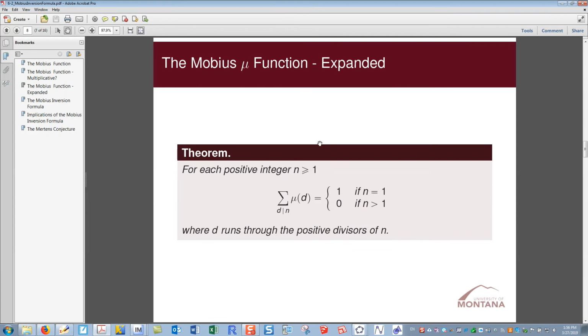And then let's take a look at this expanded. So it says that for each positive integer n greater than 1, the sum of the divisors of n evaluated at mu is equal to 1 or 0. It's equal to 1 if n is equal to 1. It's equal to 0 for any n greater than 1. So let's take a look and see if we can really understand what this means here, just to get a sense of it before we try to prove it.